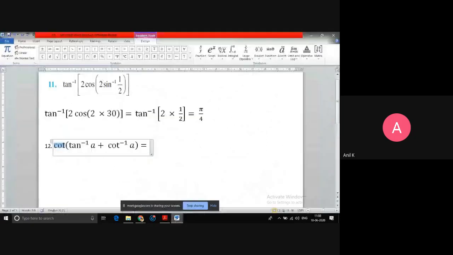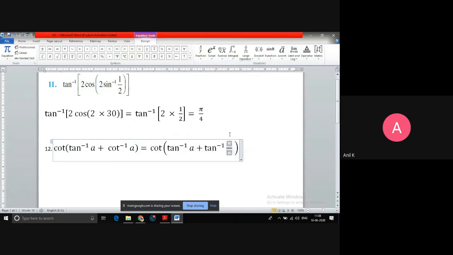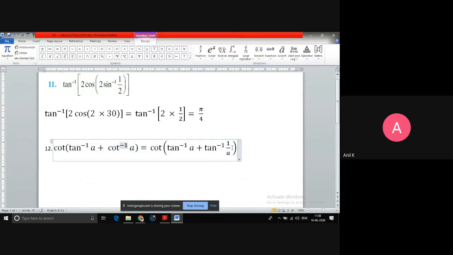What I do is, instead of using cot, just see how we are going to change this one. I'll keep this cot as it is. Let me insert the bracket and keep this tan inverse A as it is, plus this cot inverse A. You can write cot inverse A as, according to the identity, tan inverse 1 upon A. That's how I converted. Cot inverse A can be written as tan inverse 1 by A.